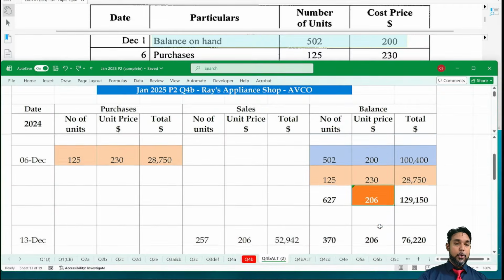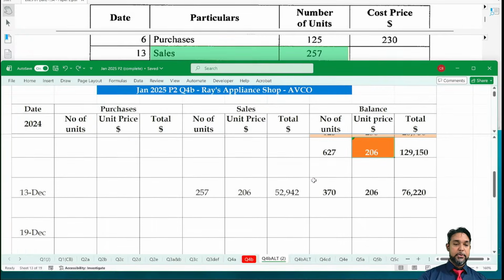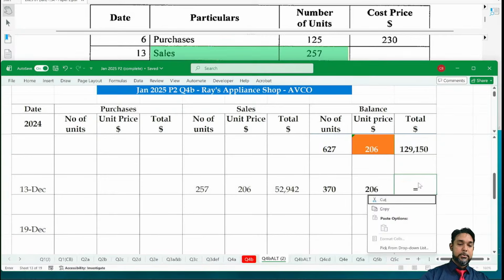Now, after the 6th, on the 13th, we made a sale of 257 units. They didn't give us the cost price, so the cost price is put there and they multiply going across. That gives us 52,942. Now, how do we calculate what we have left? If you had 627 and you sold 257, to find what's left, you subtract how many you sold from how many you had. The weighted average cost is the 206, and to find the value, you simply multiply.